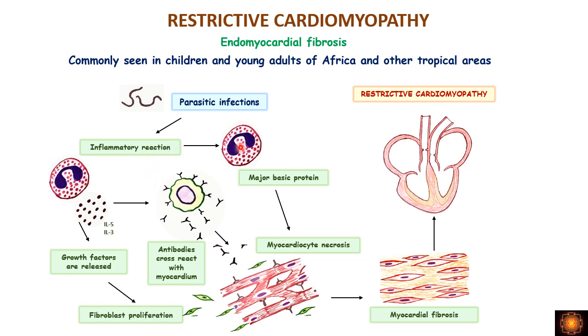And if there is a parasitic infection, you have infiltration of the eosinophils. And eosinophils release the major basic protein that again causes damage to the myocardium. So whenever there is damage to the myocardium and myocardiocyte necrosis, later on the healing process is by fibrosis. So fibrosis causes stiffness of the myocardium. There is a loss of elasticity. So that again leads to diastolic impairment, causing restrictive cardiomyopathy. This is how restrictive cardiomyopathy occurs in endomyocardial fibrosis.